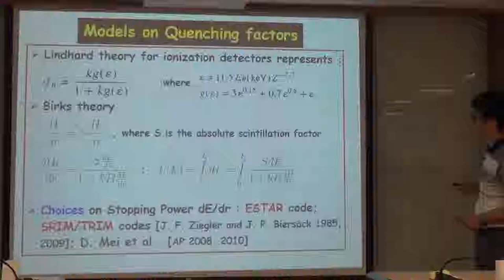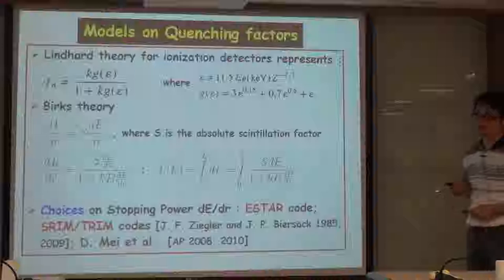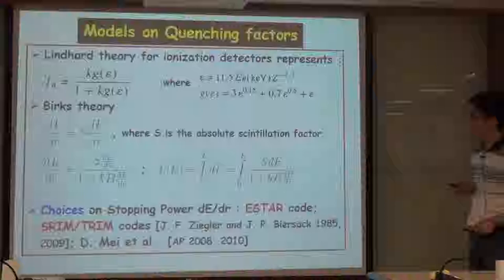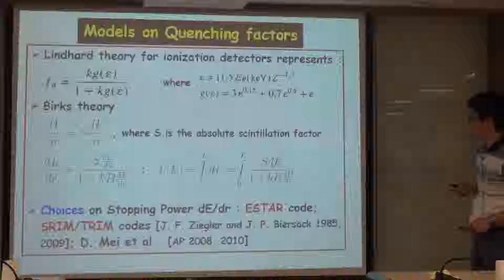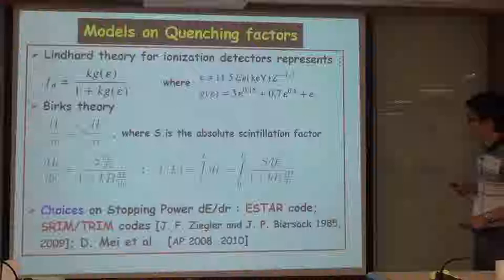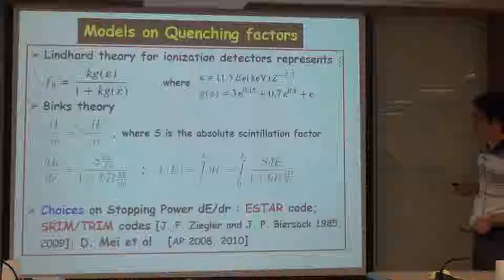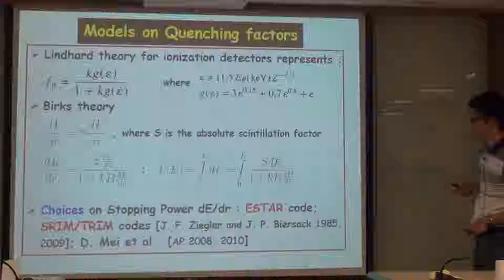But the current one, that is, the one from 1916, is a semi-empirical theory, and the current one builds a more powerful way to evaluate this stopping power, which comes from simulation codes that include QED corrections and quantum field theory corrections. So there is ESTAR for electrons, and TRIM or SRIM for ions, which have been built and updated in recent years.